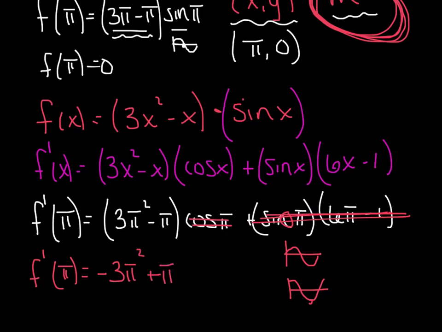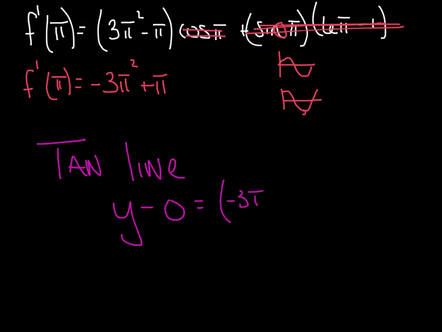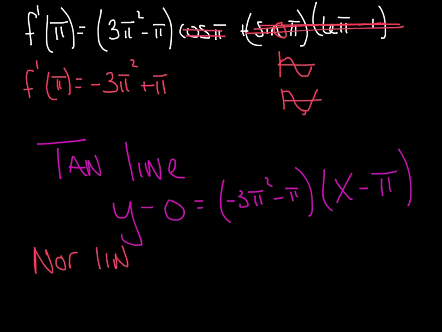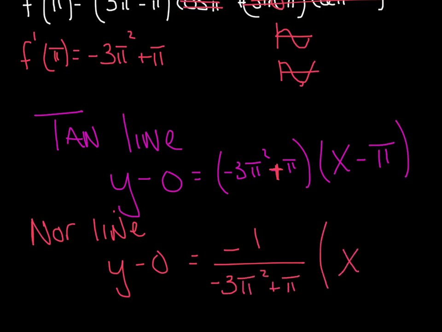So now I'm ready to write the equation of my two lines. So the first one it wanted was the tangent line. And so that's going to be y minus, I think my y value was 0, equals my slope, negative 3 pi squared minus pi, times x minus pi, that was my x value. And my normal line, which is perpendicular to my tangent line, is simply going to be y minus 0 equals negative, oh shoot, that was a plus sign, sorry. Negative 1 over negative 3 pi squared plus pi times x minus pi. Remember that normal line, you're just flipping and negating your slope.